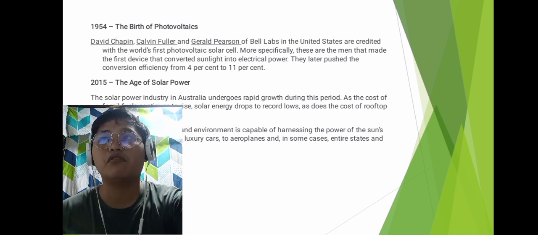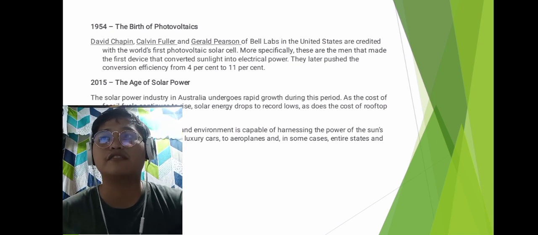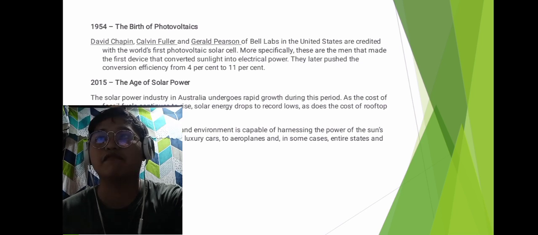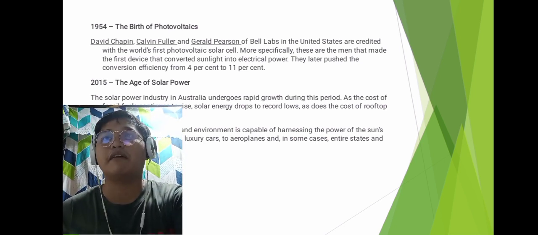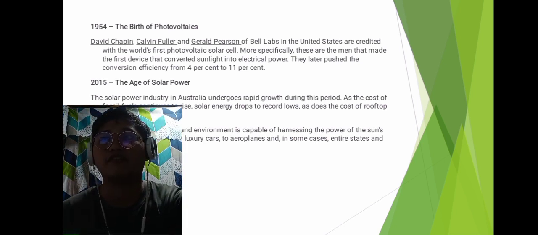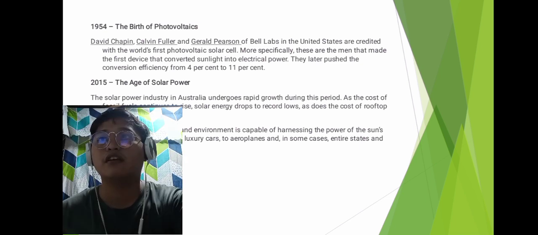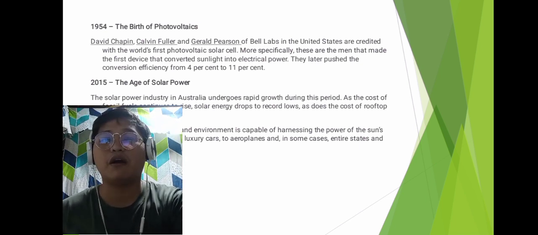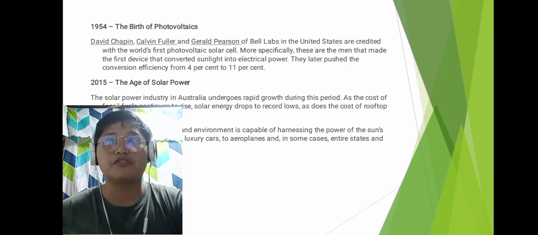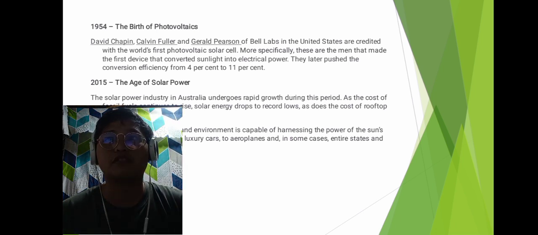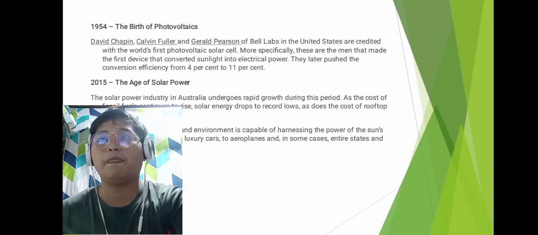In 1954, the birth of photovoltaics. David Chapin, Calvin Fuller, and Gerald Pearson of Bell Labs in the United States are credited with the world's first photovoltaic solar cell. More specifically, these are the men that made the first device that converted sunlight into electrical power. They later pushed the conversion efficiency from 4% to 11%.